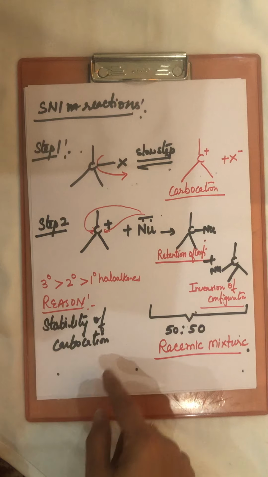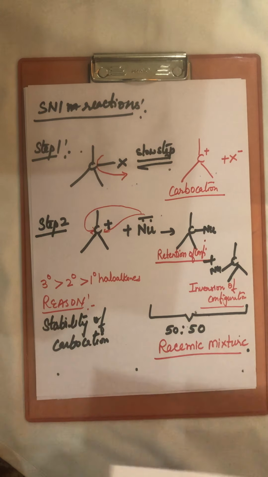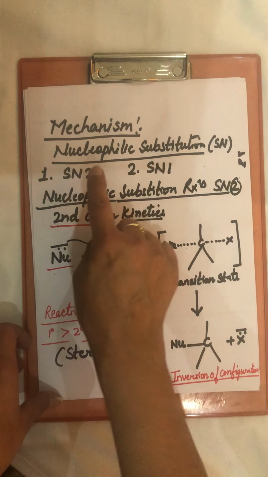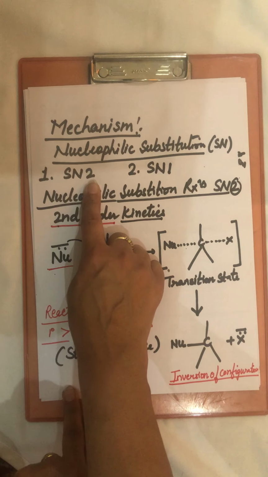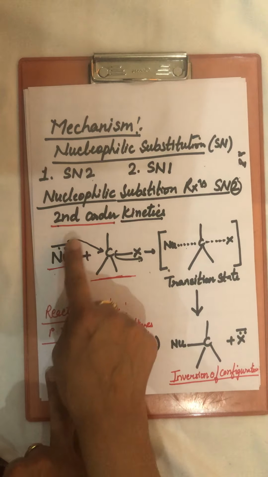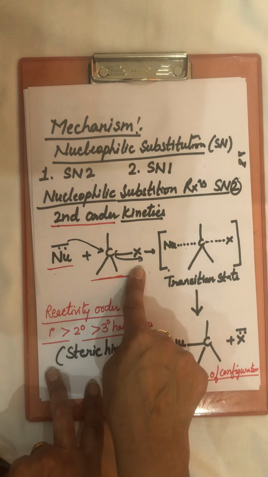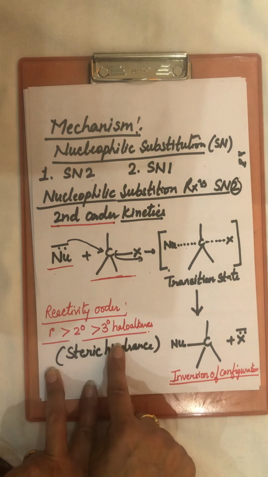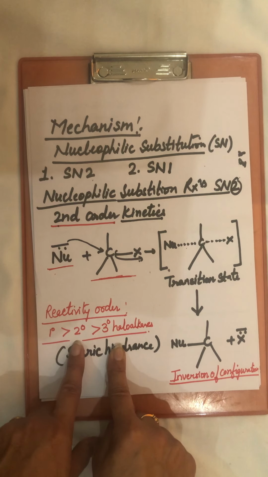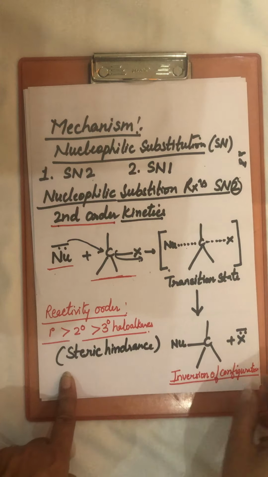So this is the topic, mechanism of the nucleophilic substitution reactions, which are of two types, SN2 and SN1. In SN2, the reaction is taking place in one step, and this shows second order kinetics. In one step only, there is attack of nucleophile and there is leaving of halide ion. And reactivity order is primary haloalkane reactivity more than secondary. Secondary is more than those of tertiary. This is based on steric hindrance.